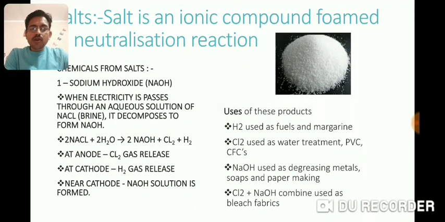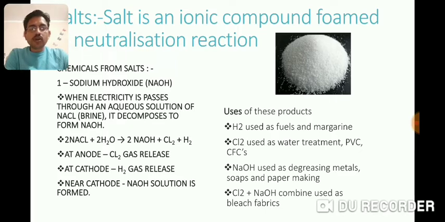Now we talk about salts. What is a salt? Salt is an ionic compound which is formed by neutralization reaction. There are so many salts which are very important for us, and the salt can be used to produce so many important compounds. So chemicals from the salts include sodium hydroxide.